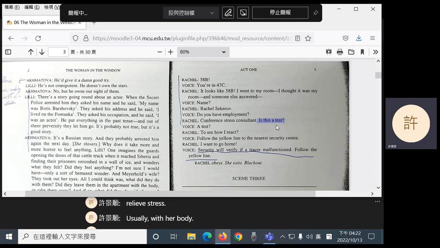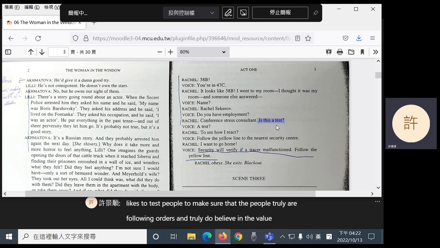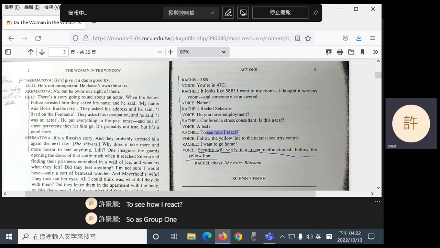Is this a test? This question tells us that in this society, the person in charge likes to test people to make sure that the people truly are following orders and truly do believe in the values of that society. And so Rachel thinks maybe this is a test to see how I react. So as Group 1 mentioned, in this society, even a personal reaction is controlled.